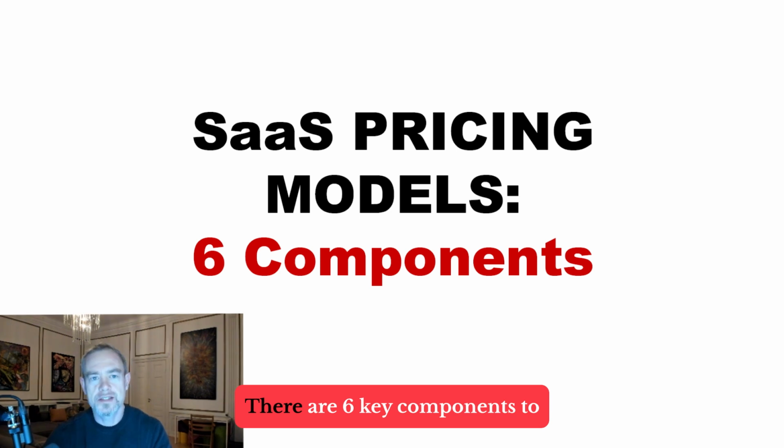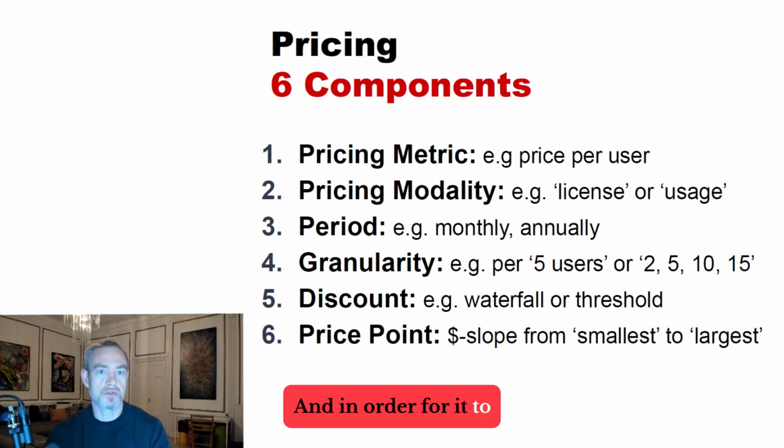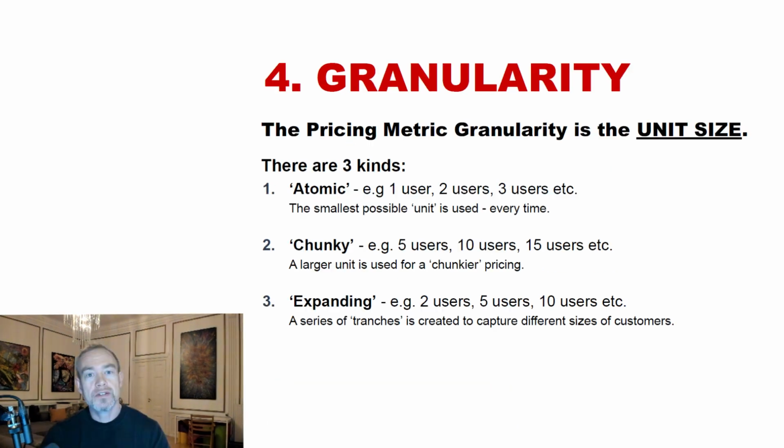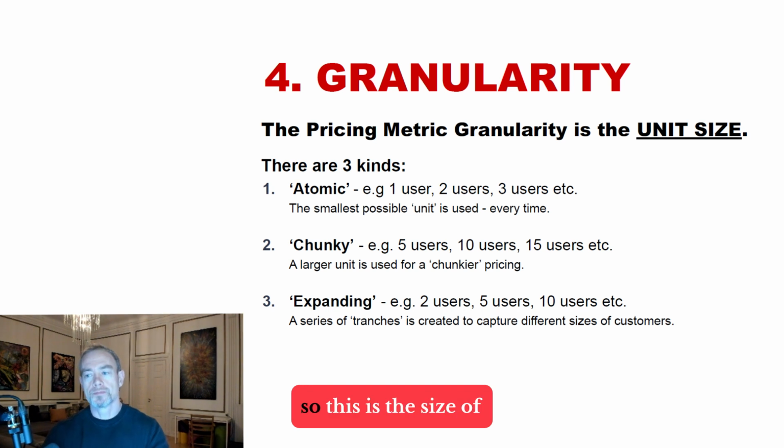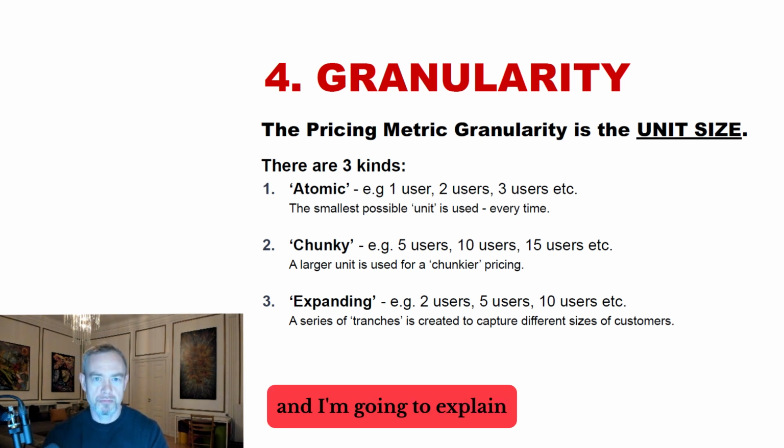There are 6 key components to a SaaS pricing model, in order for it to actually be a model that you can execute and use to price something. Step 4, granularity. This is the size of the unit that you charge by. I usually say that there are 3 kinds: atomic, chunky, and expanding. I'm going to explain what that is.